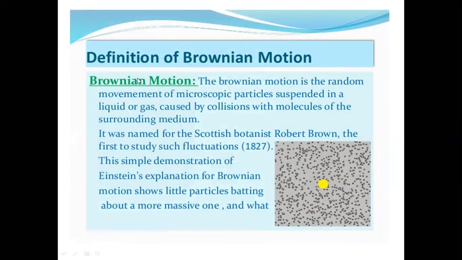Next, we will discuss the phenomenon of Brownian motion, which is an experiment that provided evidence for the particulate theory of matter. Brownian motion is the random movement of microscopic particles suspended in a liquid or gas caused by collisions with molecules of the surrounding medium. It was named for the Scottish botanist Robert Brown, the first to study such fluctuations. This simple demonstration of Einstein's explanation for Brownian motion shows little particles batting about a more massive one.